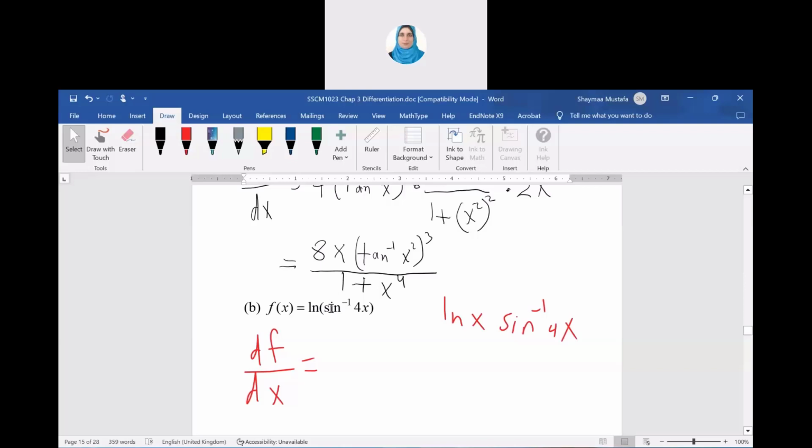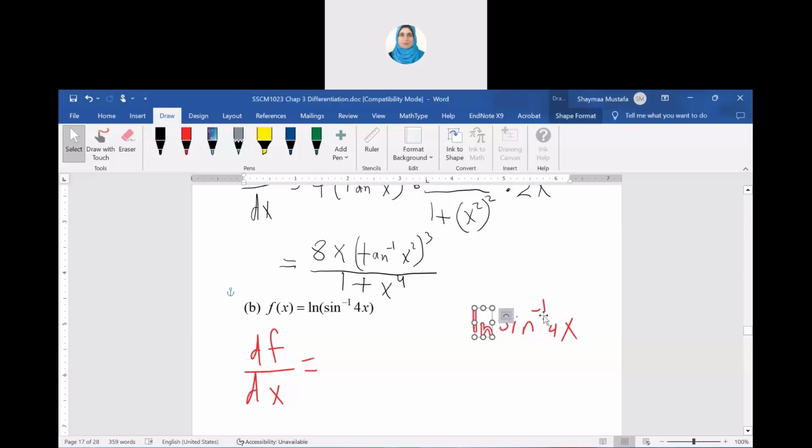But here I don't have ln x. I have ln of sine inverse of 4x, which means that I didn't multiply ln x by sine inverse of 4x. What I did, I removed x, and then I took the ln and said I need to find ln of sine inverse of 4x. So now it becomes a composite, not a multiplication. Instead of ln x, we just replace x by sine inverse of 4x. So this is a composite function, not a multiplication.